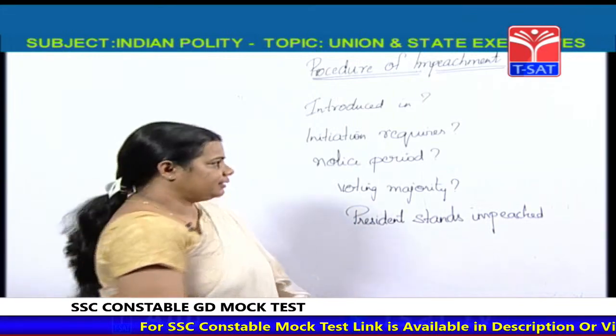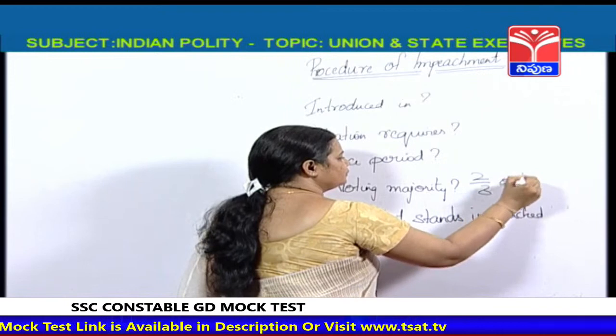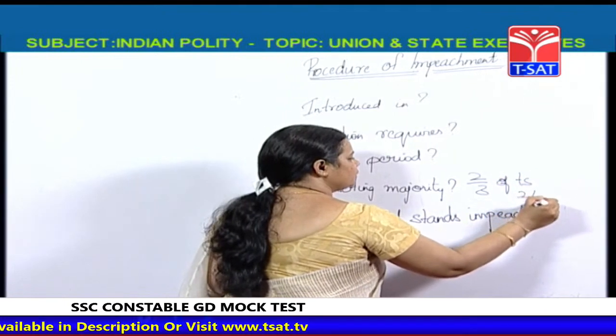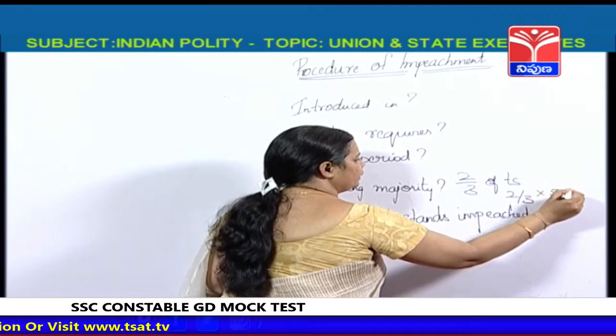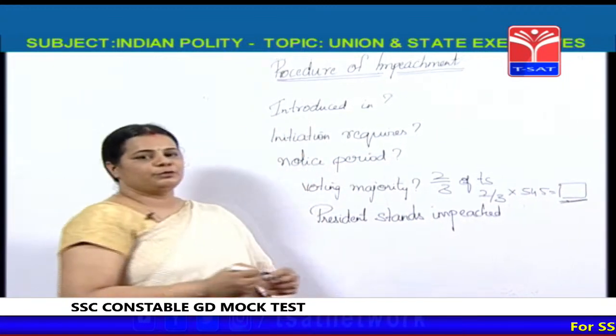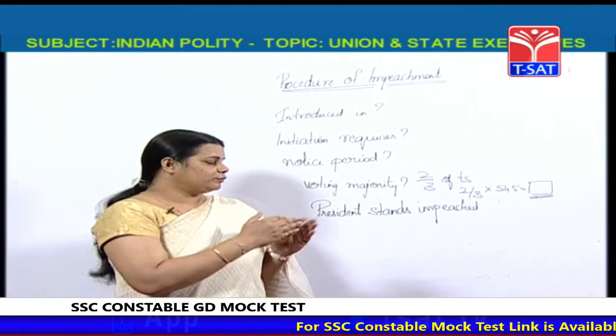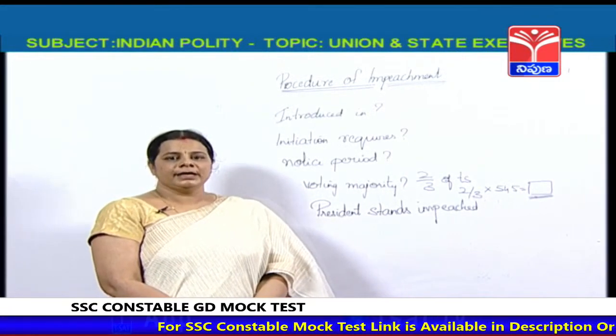We usually write it as, if it is Lok Sabha, 2/3 into 545 is equal to the figure that comes. This many members minimum must approve the resolution to remove the president. Only if it is approved by this majority will the president be removed.